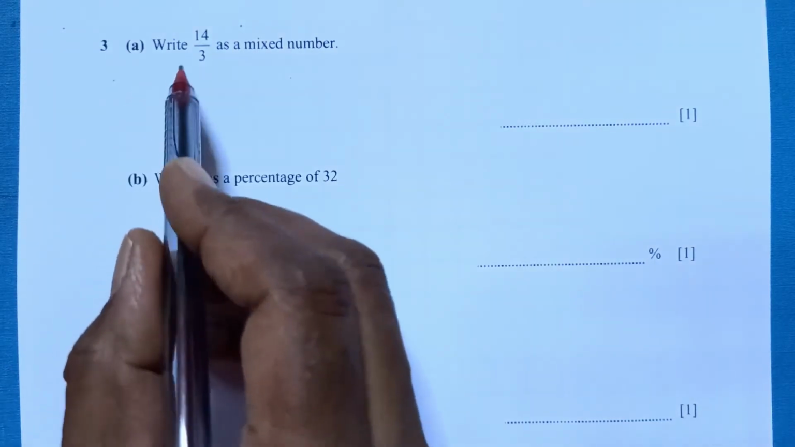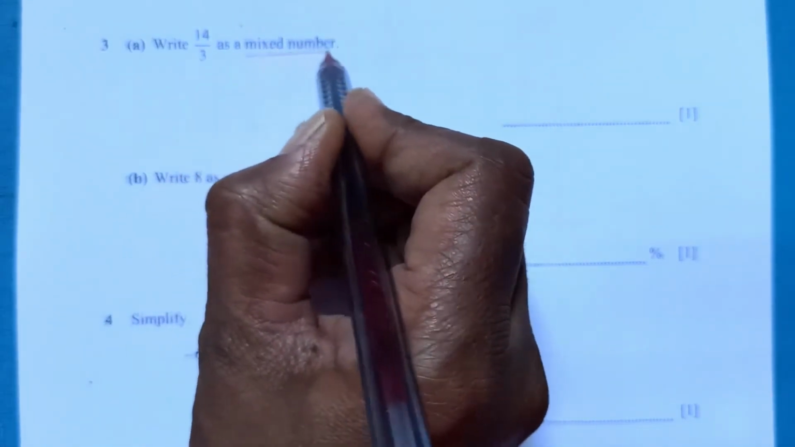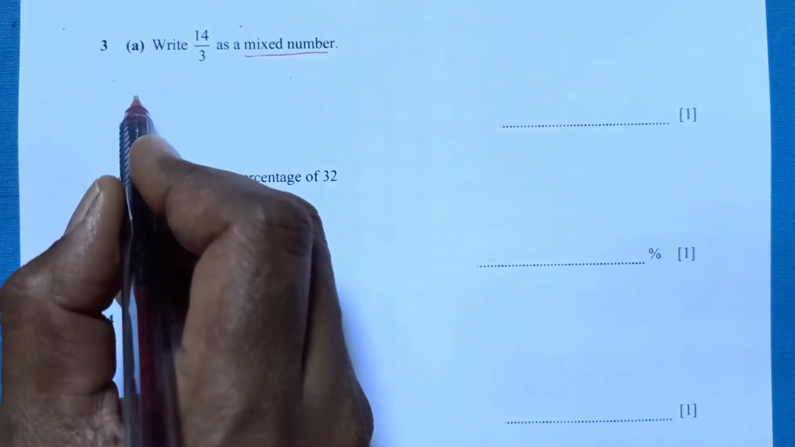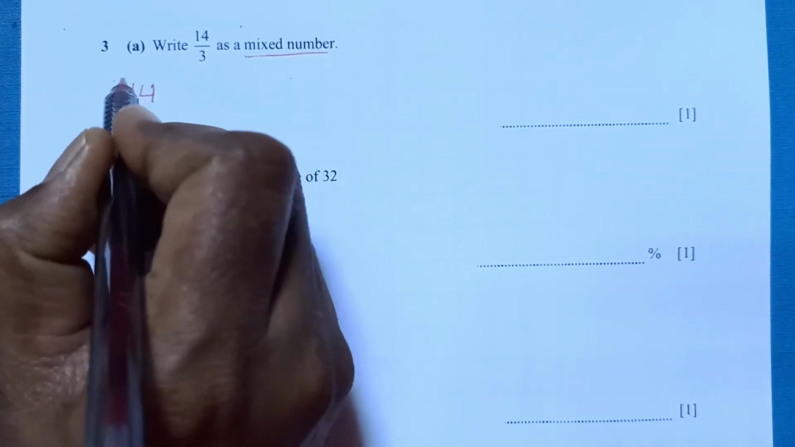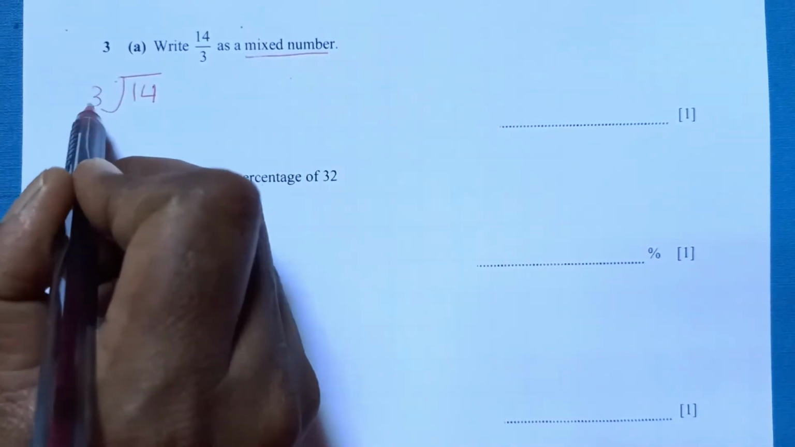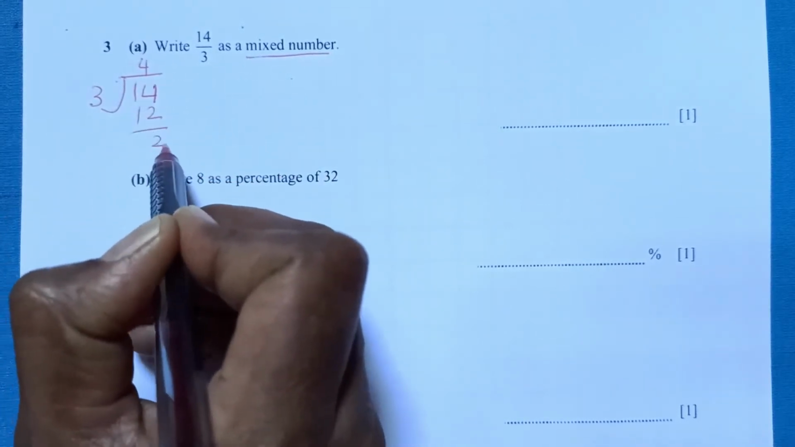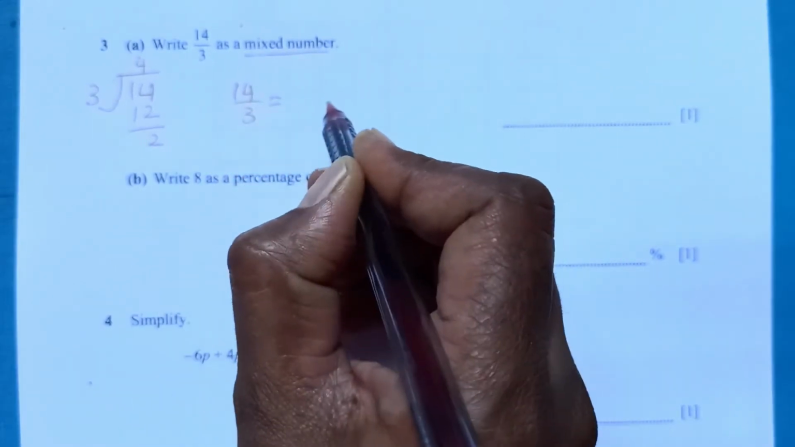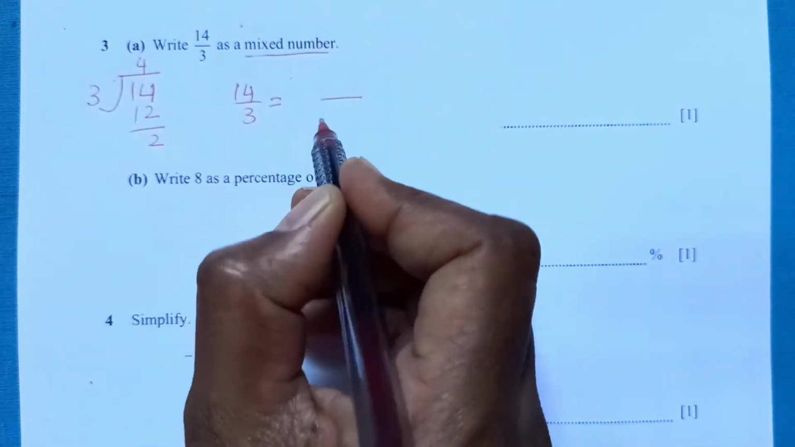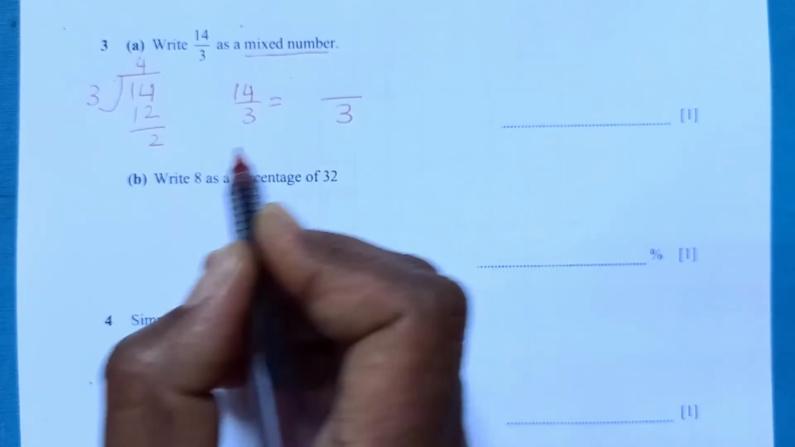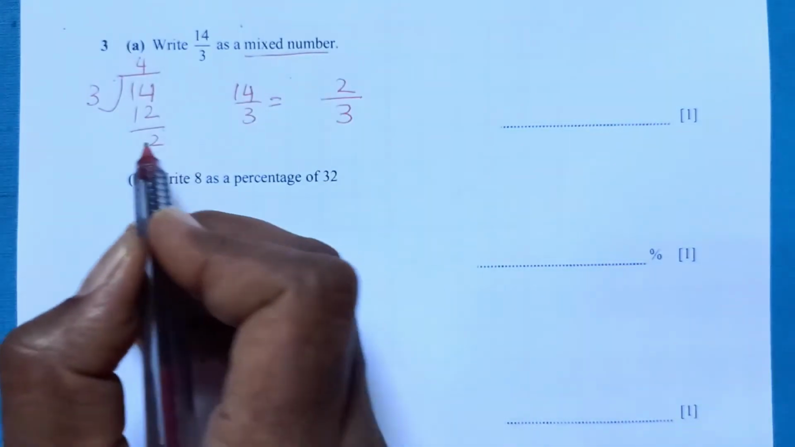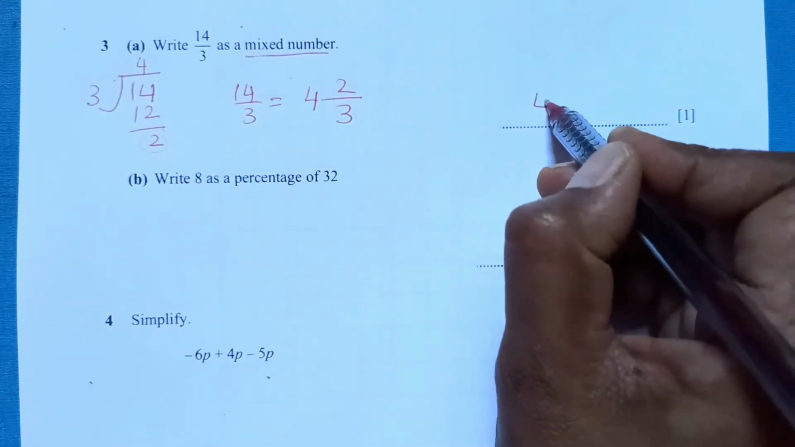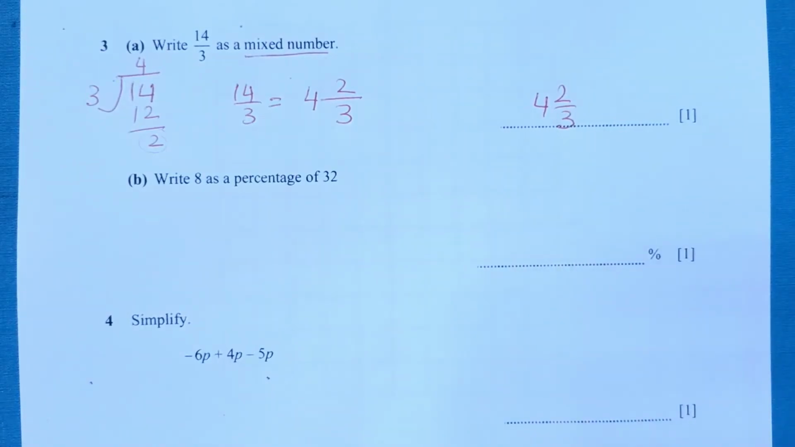Question 3, part A. Write 14 over 3 as a mixed number. For that we need to divide 14 by 3. 3 times 4 is 12, so your remainder is 2 here. As we are writing 14 over 3, remember that the denominator remains the same, so it will be 3 here. The remainder goes up there and the divisor is here, in front of both. So the final answer is 4 and 2 over 3.